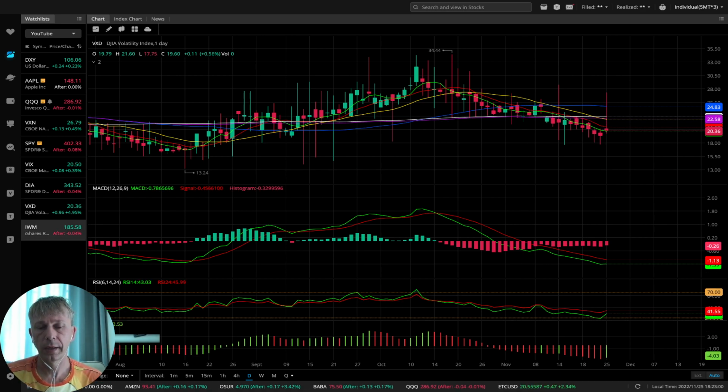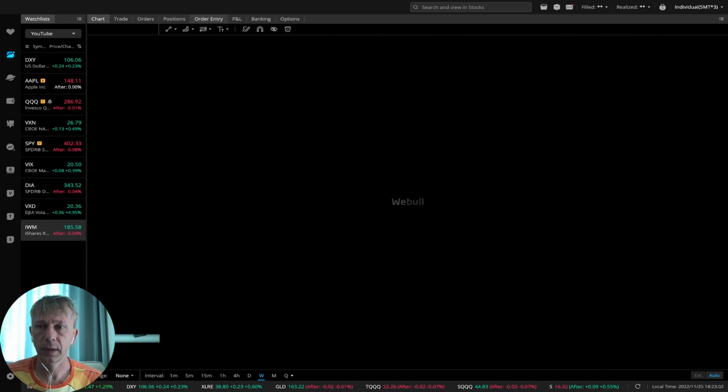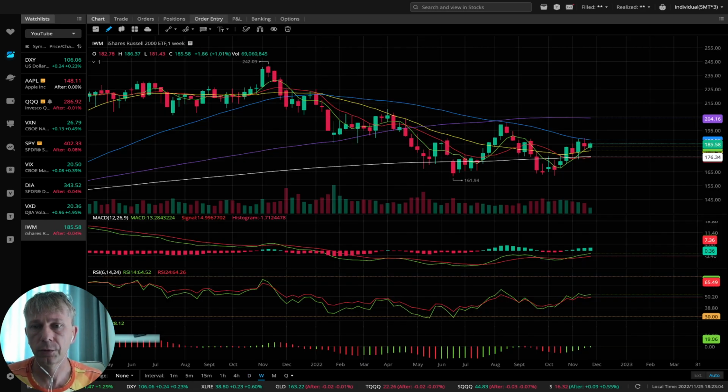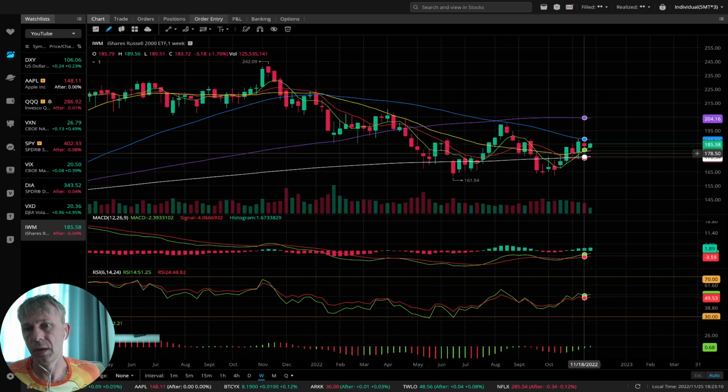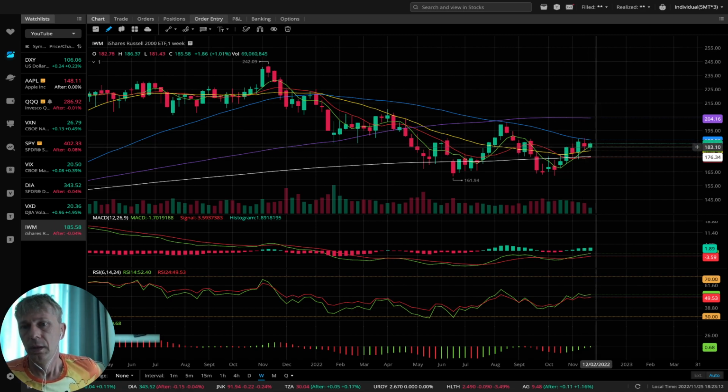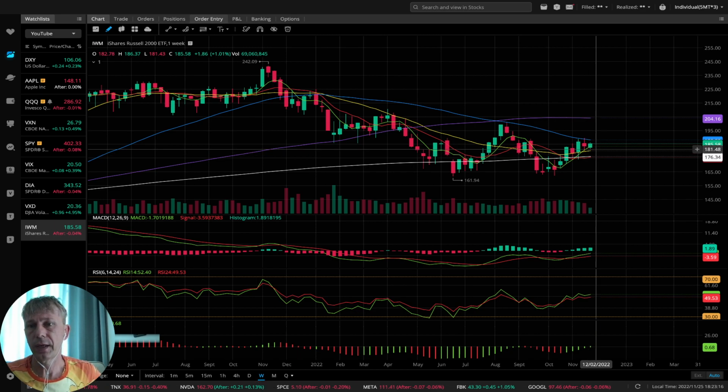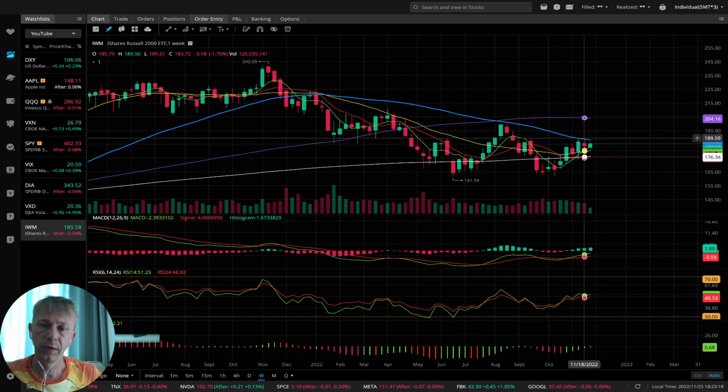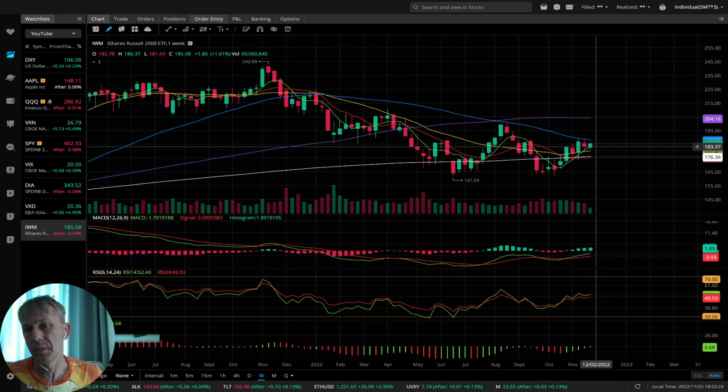Let's move to IWM weekly. Russell 2000 weekly. Bullish trend on all indicators. The last bar is above MA 10, 5, 20 and 200. It touched MA 50 the previous week. Maybe it is a bounce from it.